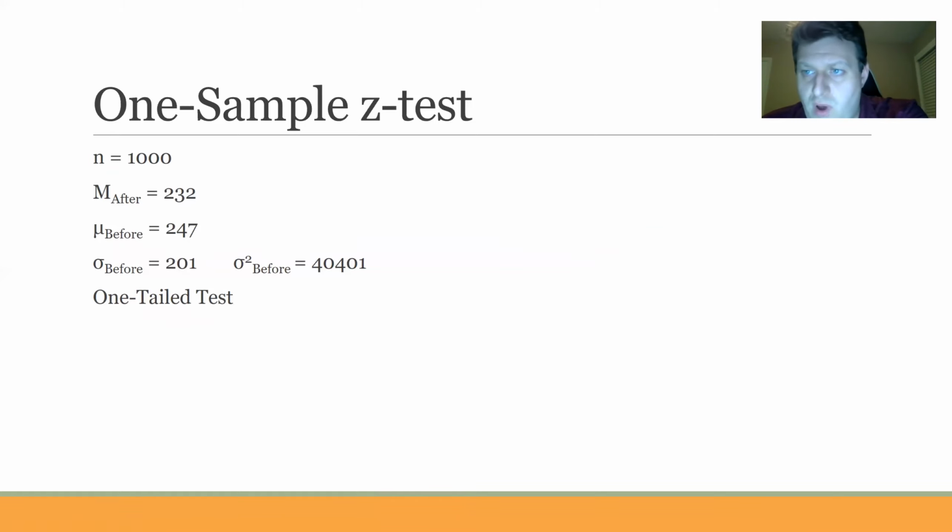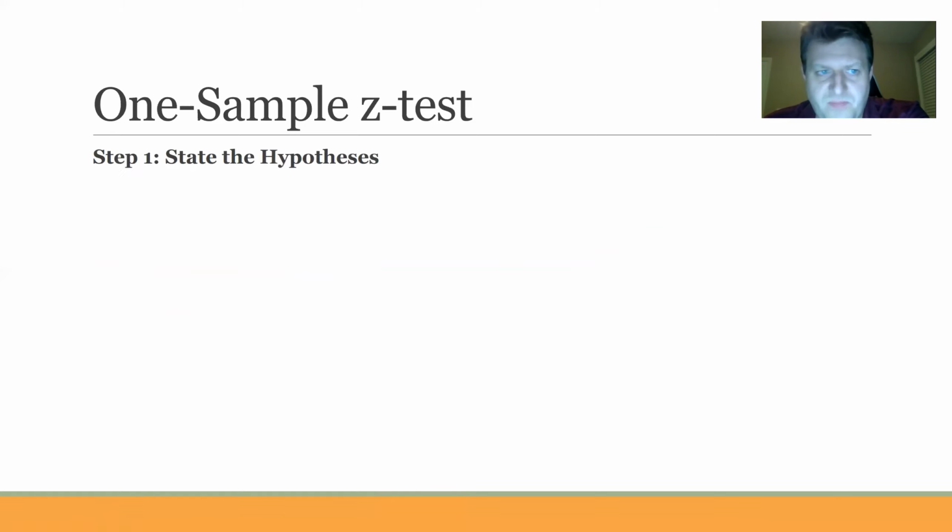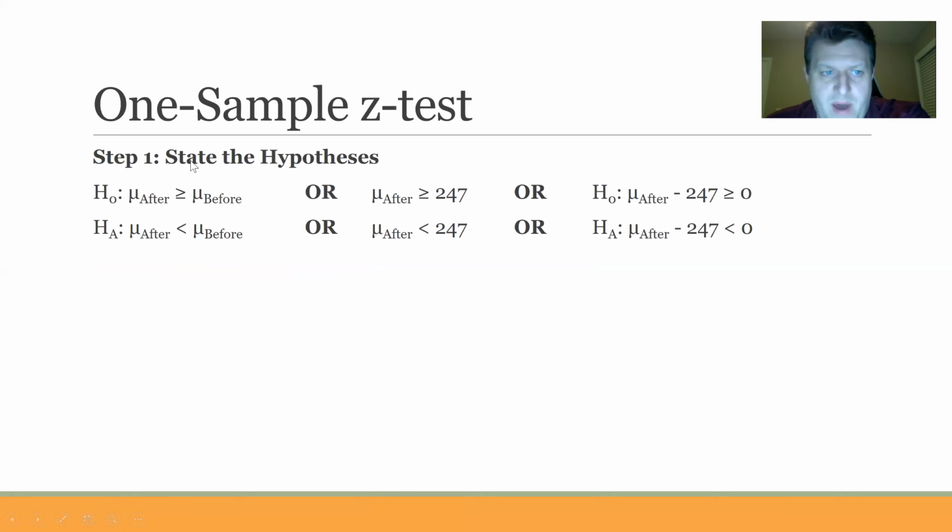So let's go through our 4 steps. First of all, we're going to state the hypothesis. And what I have here, I've got all the different permutations that we could have used to get this, but notice here that the alternative hypothesis, the mu of after, the population mean of after, because again, we care about population means, we don't care about the sample means, is less than the population mean of beforehand.